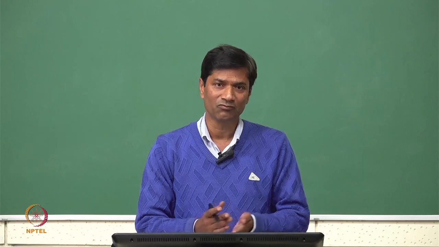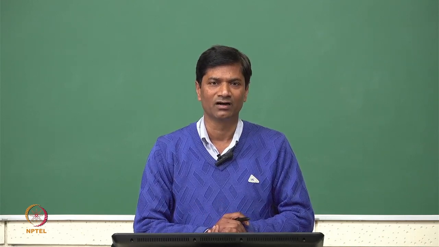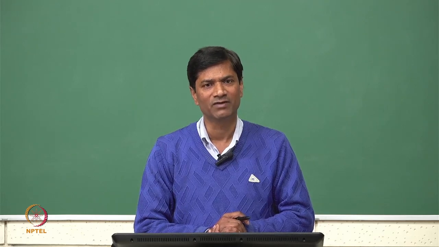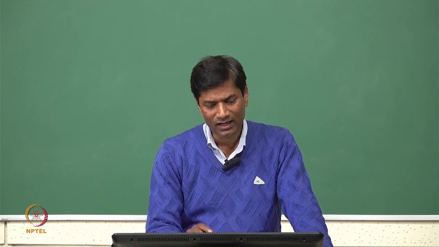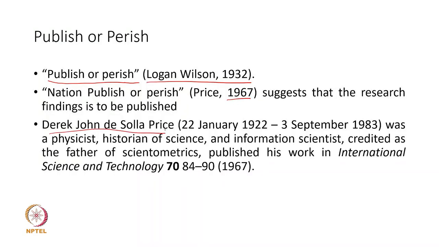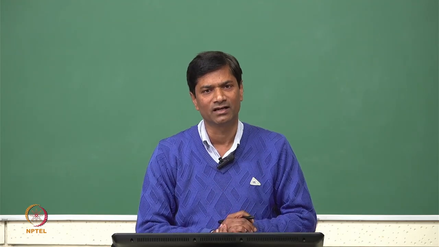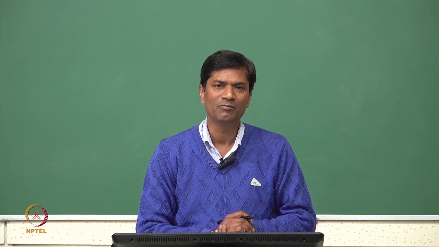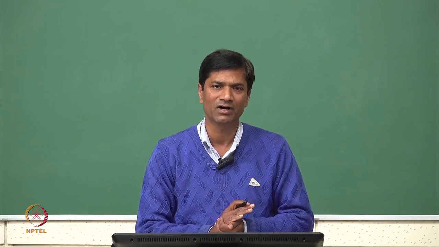Why is publication necessary? We have already covered some of the factors which are required for publication. Hence, publication is very much required. In 1967, Derek John de Solla Price suggested that research findings should be published. He said, nation publish or perish. That means the prosperity of a nation depends upon publication. How much the nation publishes is very much required for the growth of science and for the growth of a nation.